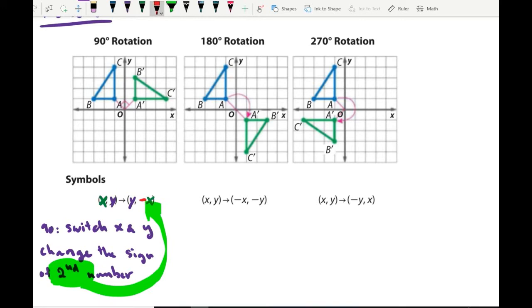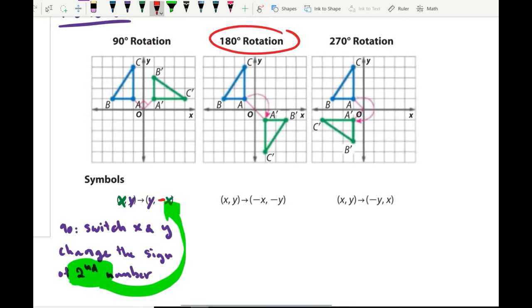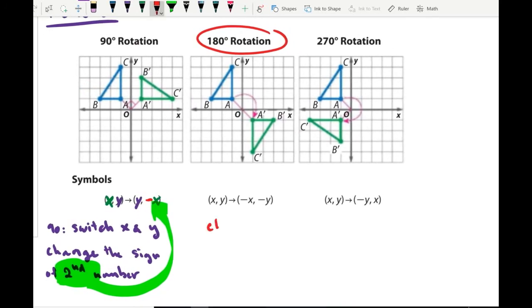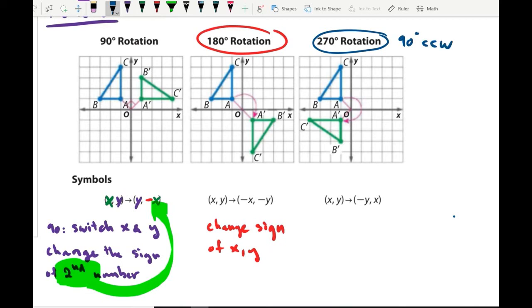Now we look at 180 degree rotation. For 180 degree rotation, we only change the sign of x and y, but we keep their order. We don't switch. And the last one, 270 degree rotation, which is also 90 degree counterclockwise. Like clockwise, we switch x and y, but this time we change the sign of the first number.